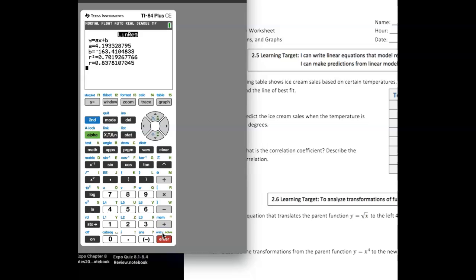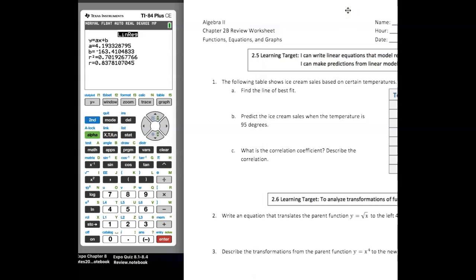So we're going to write down this equation. Y equals, let's go out to 3 decimals. How would I write it? Y equals, what's my A, right? At the top it says y equals ax plus b. They're giving you the setup and then they're telling you what to dump in. So A would be 4.193 times x plus our b value is negative 163.410.